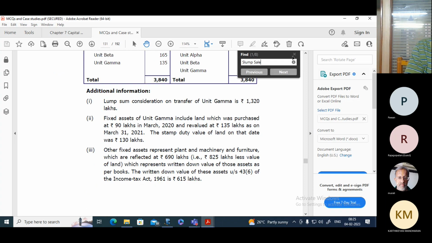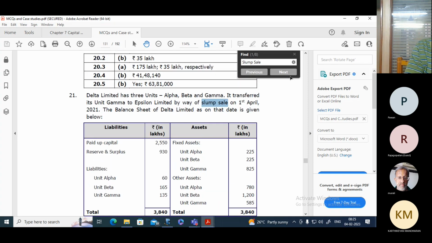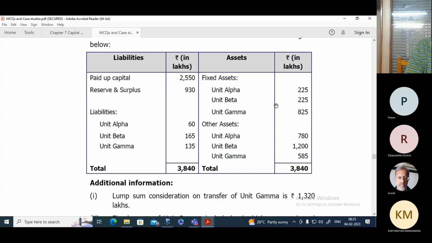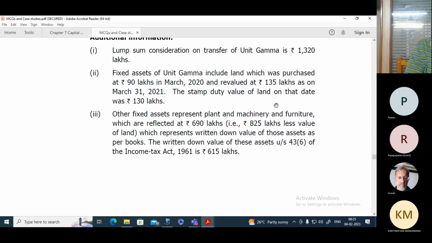So here, there is a big question that you have. Delta has 3 units, alpha, beta, and gamma. It transfers its unit gamma to Epsilon Limited by way of slump sale on 1/4/21, and the balance sheet is as follows. Lump sum consideration on transfer of gamma is 1320 lakhs. Fixed assets of unit gamma include land which was purchased at 90 lakhs in March 20 and revalued at 135 as on 31st of March 2021. The stamp duty value on the land on that date being 130 lakhs.